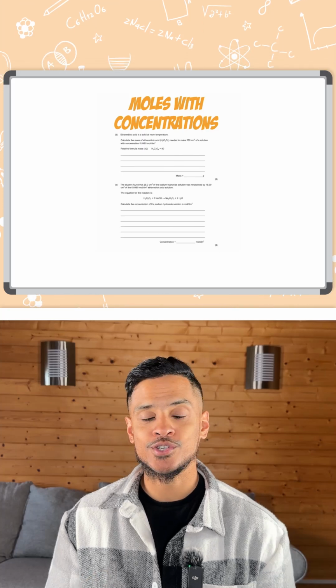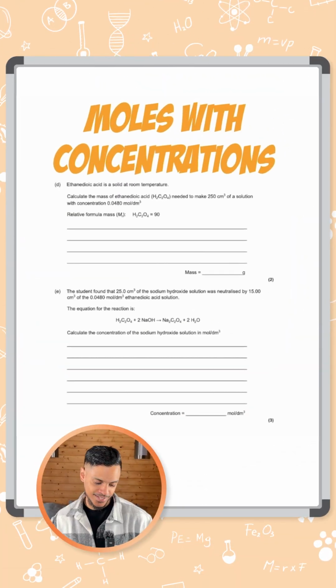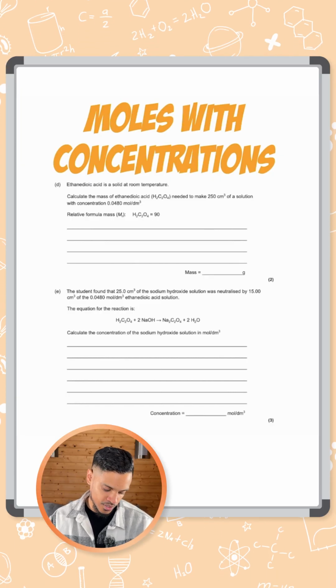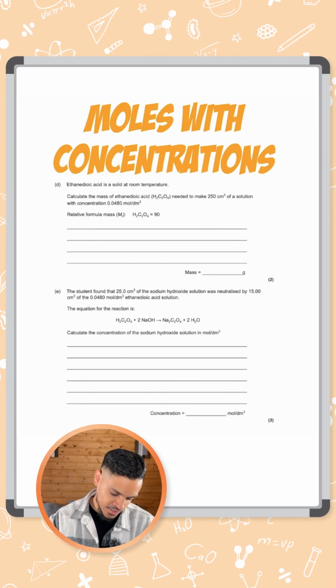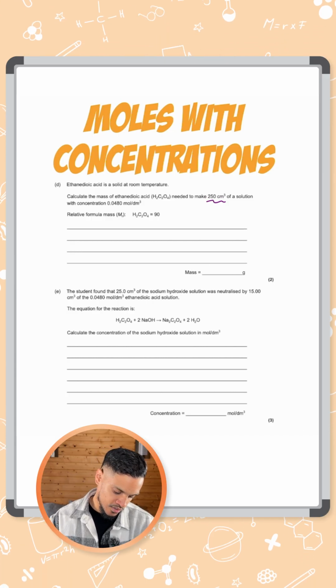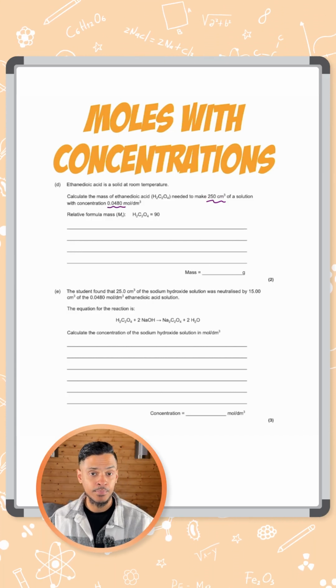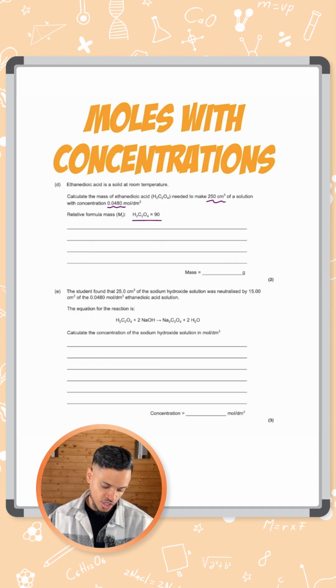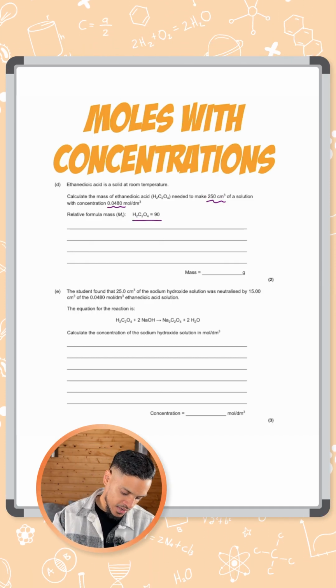This is a tricky concentration question for all you triple scientists here. It says ethanoic acid is a solid at room temperature. Calculate the mass of it needed to make 250 centimeters cubed of a solution with a concentration of 0.048 moles per dm cubed. And they've given us the Mr here. So first thing you want to do is work out the moles.